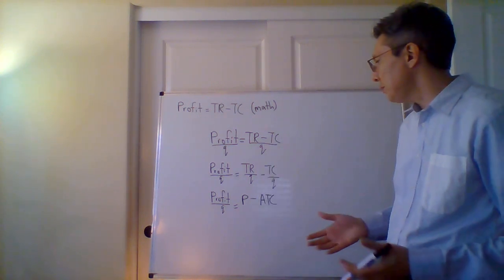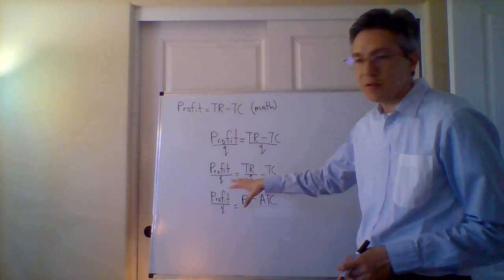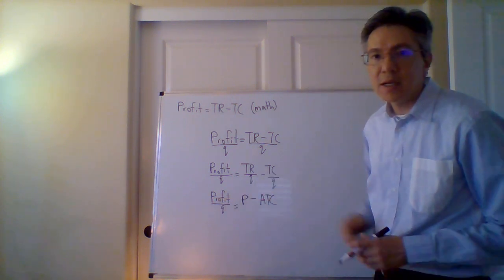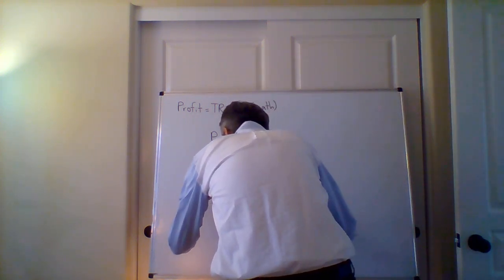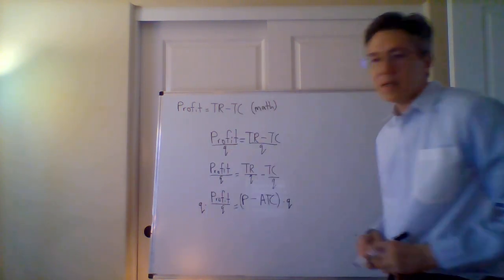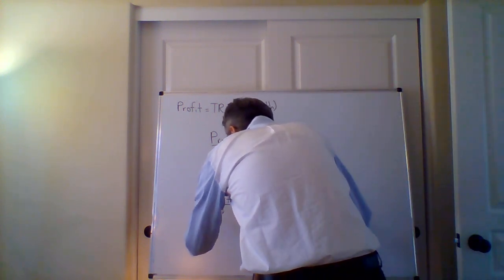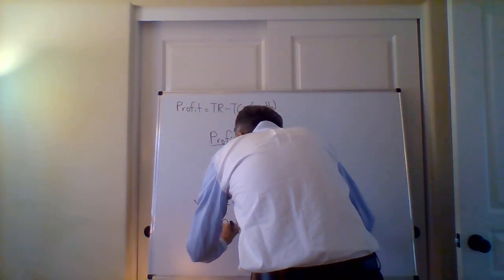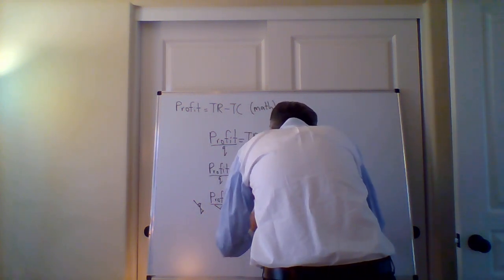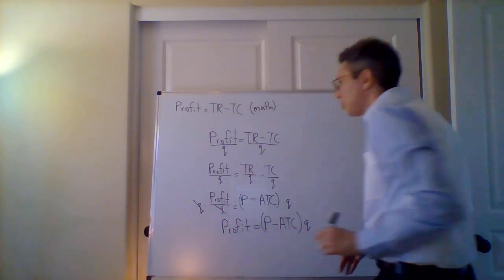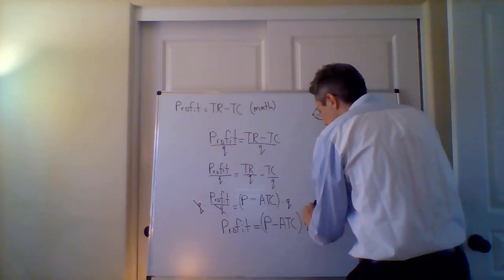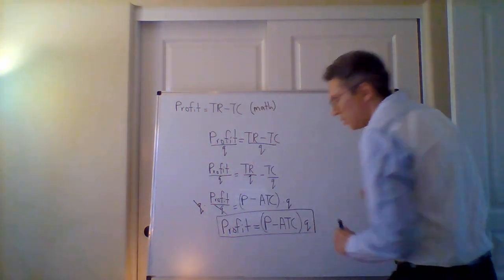All right, and then what can we do? Well, in order to get an expression for profit, we want to isolate profit by itself. How do we do that? We multiply both sides by Q. As you can see, the Q's cancel out on the left-hand side, and we're left with our expression for profit. Profit is equal to price minus average total cost times the quantity.